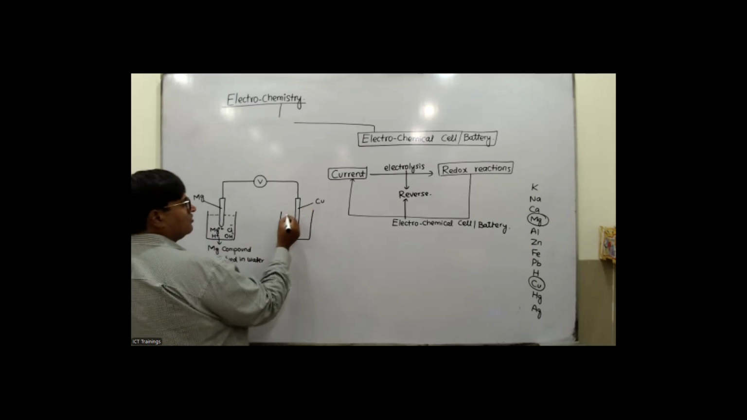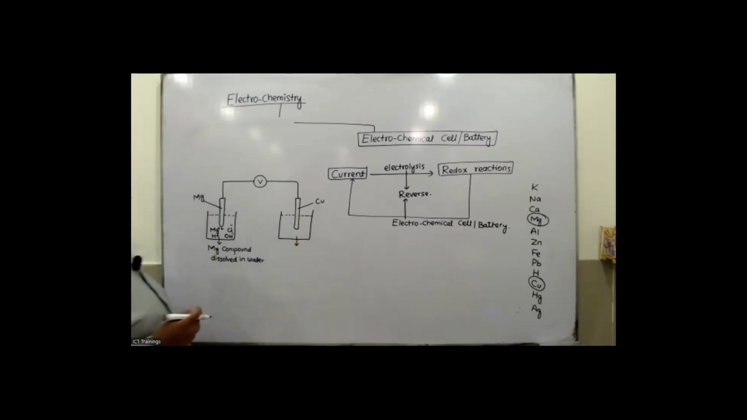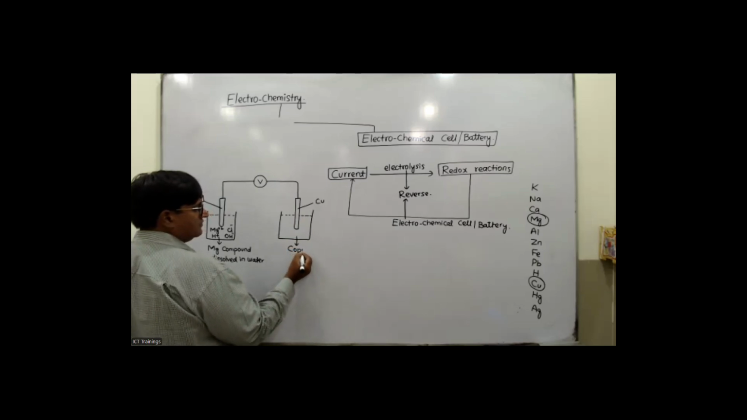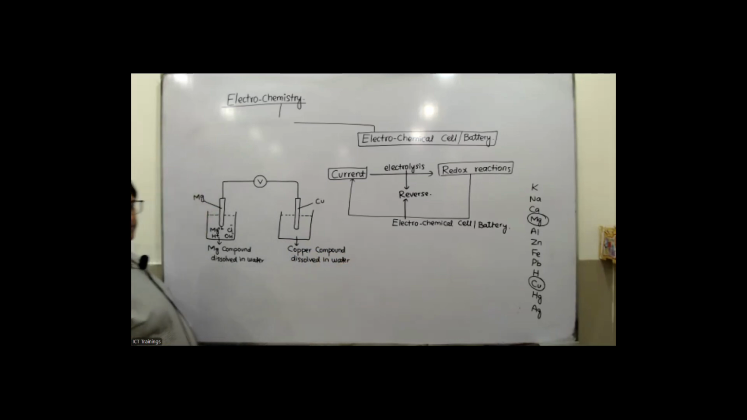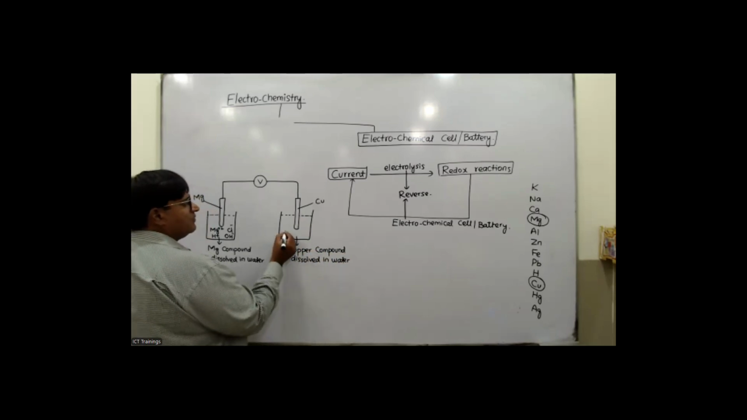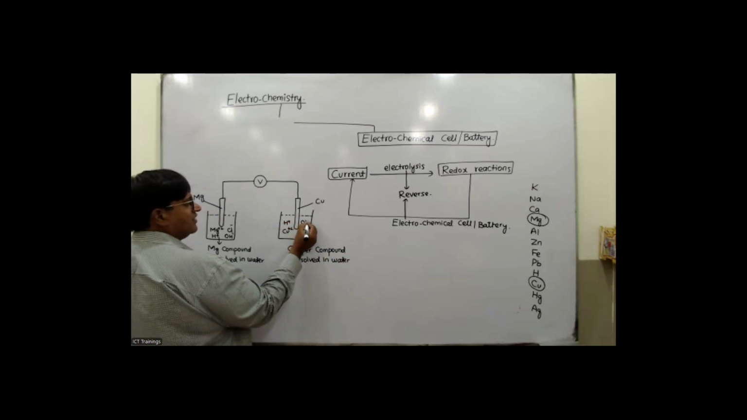Now, this is the copper rod. Here you should take any compound in which copper ions are present, a copper compound dissolved in water. You can take any copper compound like copper sulfate, Cu plus 2, SO4 minus 2, then H positive and OH minus.